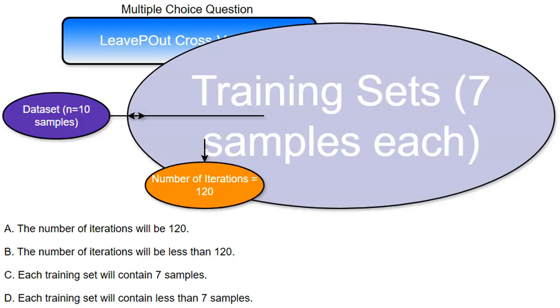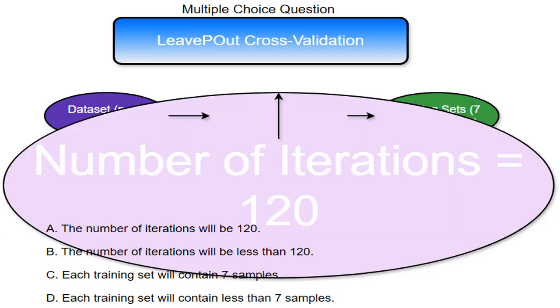Since I have 10 total samples and leave out 3 in each iteration for testing, I have 7 samples left for training my model in each iteration. These are my training sets. I calculated 120 iterations using the combinations formula, 10 choose 3. This calculates all the possible ways I can choose 3 samples out of 10 to leave out for testing. In simpler terms, how many different ways can I pick 3 samples from a group of 10? The answer is 120.